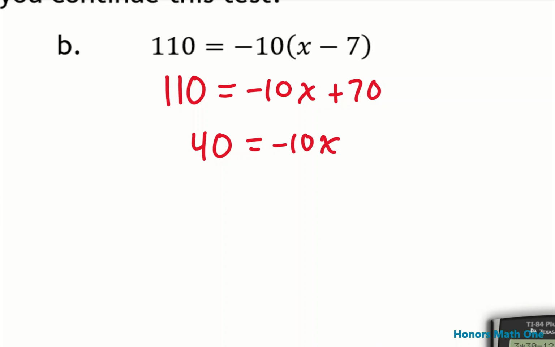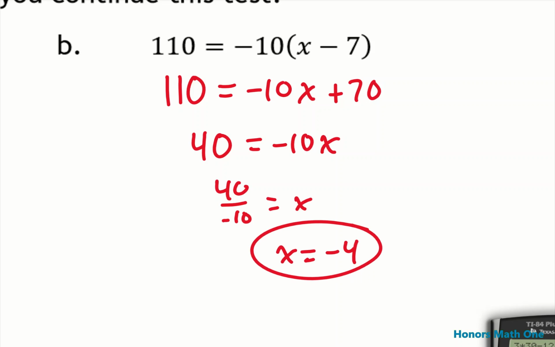So 40 is negative 10x. And again, always be aware of what you did to both sides, and I always take a mental pause just to verify that I really did what I think I did. I think that I subtracted 70 from both sides. On the left hand side I'm left with 110. I'm sorry, 40 rather. 110 minus 70 should be 40. And then on the other side, the 70 is gone. I'm left with just the negative 10x. If I divide both sides by negative 10, I get 40 over 10 is x. So that means x is the number negative 4.